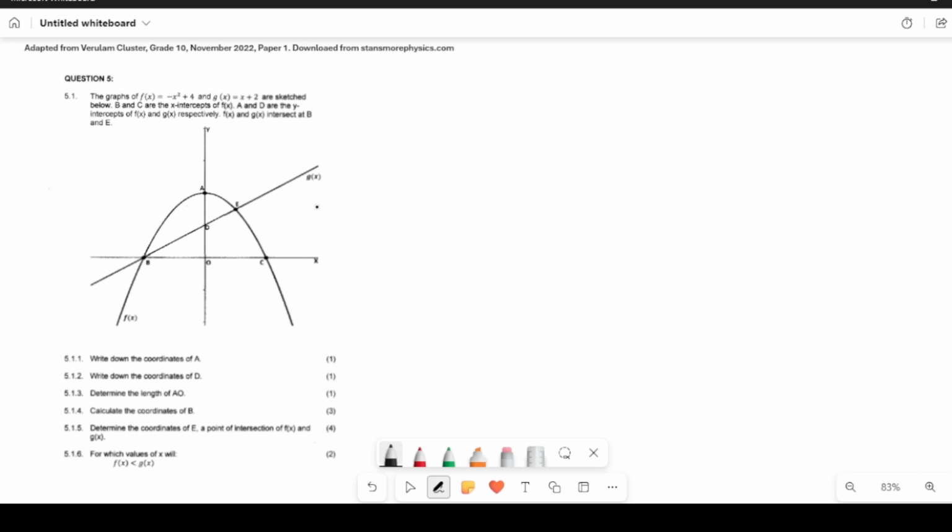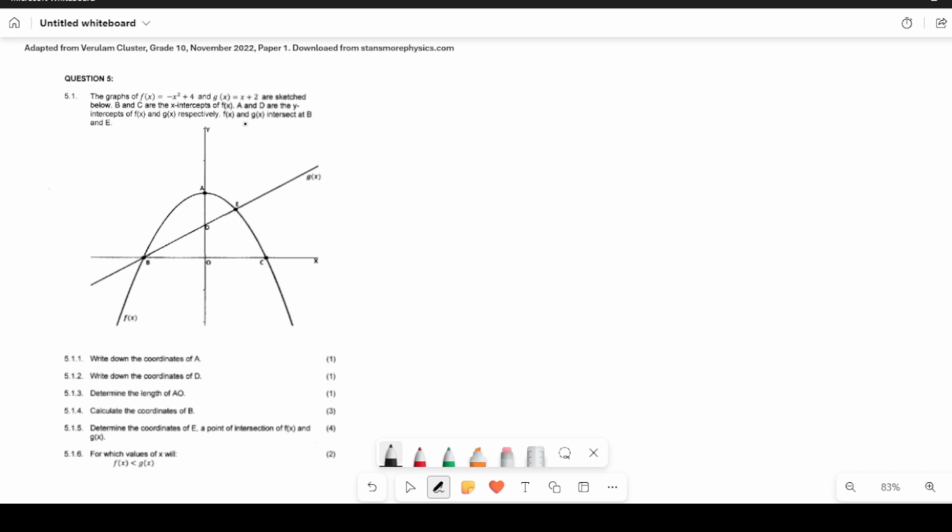The graph of f of x is equal to minus x squared plus 4 and g of x equal to x plus 2, which is the linear function, are sketched below. B and C are the x-intercepts of f of x. So that's the parabolic function. A and D are the y-intercepts of f of x and g of x respectively. So A is the y-intercept of f of x and D is the y-intercept of g of x.